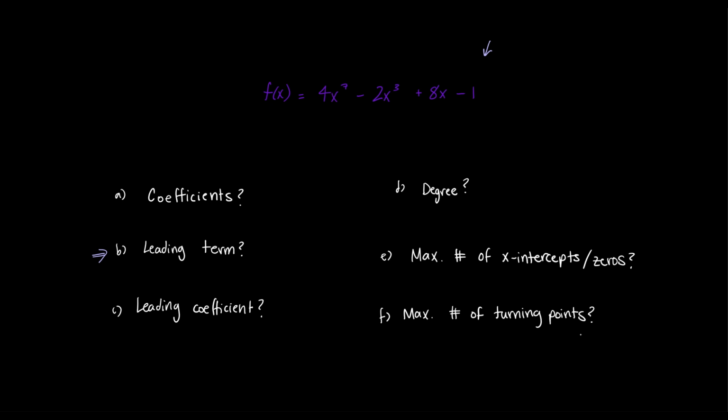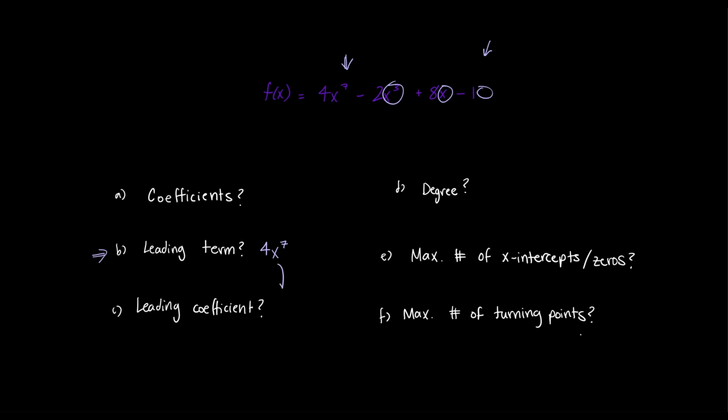In this case, the highest power of x is 7. 7 is greater than 3, greater than 1, and greater than 0. So on this n term, kind of like I mentioned before, you can imagine that it's -1 times x to the power of 0, because x to the power of 0 equals 1, so it's usually just not written there. So in this case, we have an x to the power of 1, an x to the power of 0, an x to the power of 3, and an x to the power of 7. So this term contains the highest power of x. So our leading term is going to be 4x to the 7.